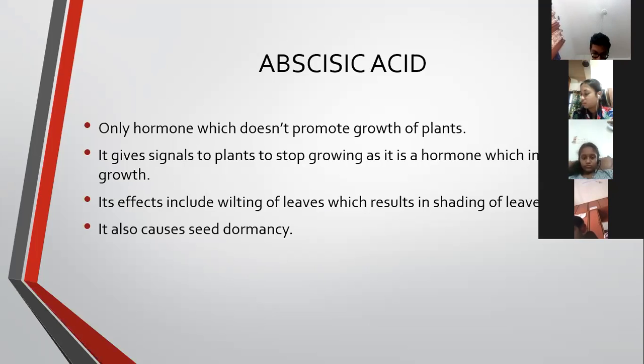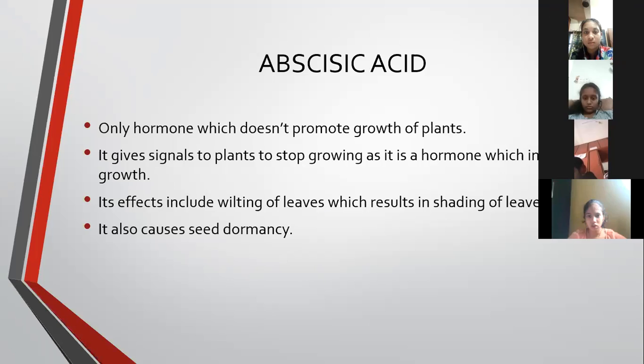The second function is it causes wilting of leaves. Wilting of leaves means leaves are generally green and fresh to look at, but when wilting happens, the same leaves become yellow in color and they are the dead leaves which are further shed by the plant. So it causes wilting of leaves. And third function is it causes seed dormancy. Seed dormancy means when the seed is not in favorable condition, it doesn't allow the seed to start germination. So it causes seed dormancy.